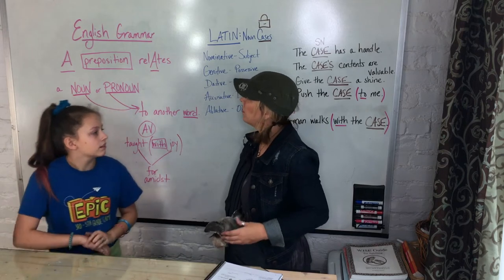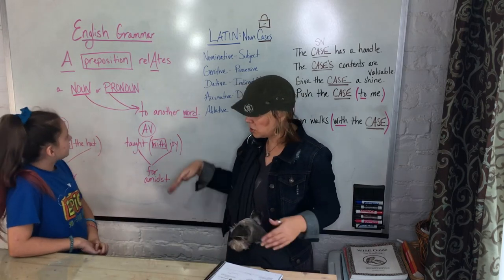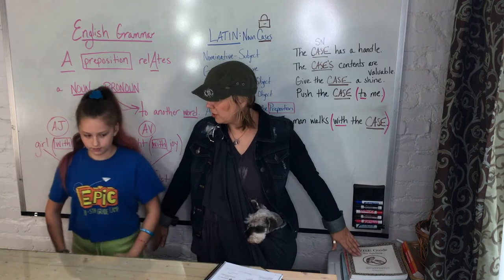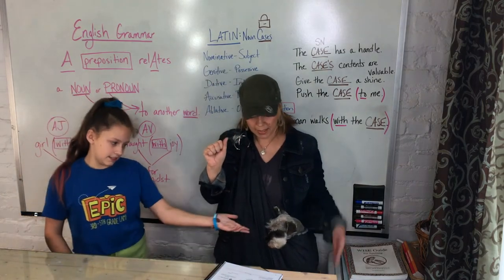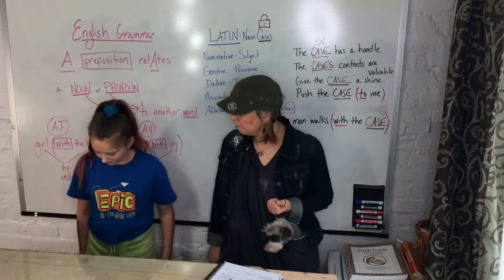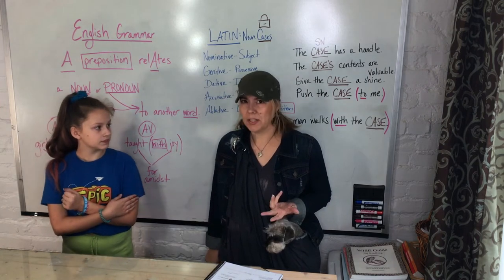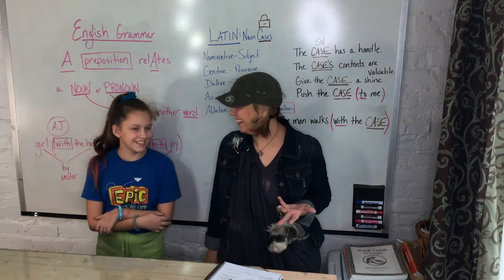Oh, perfect. Okay. So English grammar, why don't you jump and make a big capital A triangle shape, and I'll just make an A with my hand since I have the dog. All right? Okay, ready? People are going to watch these and be like, yeah, the lady with the dog and the daughter. Okay, here we go.